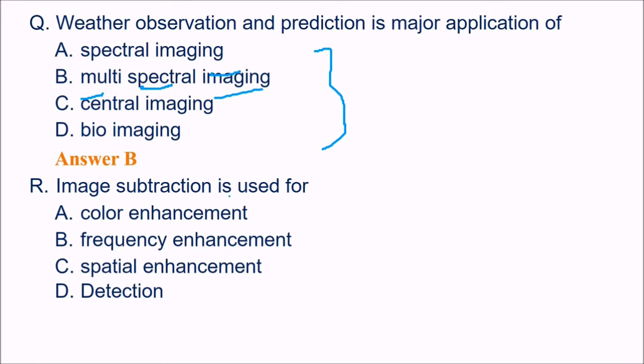Next is, image subtraction is used for what? Image subtraction. Tell me the answer. It's of course the detection. Image subtraction is not used for these others. The answer is detection.